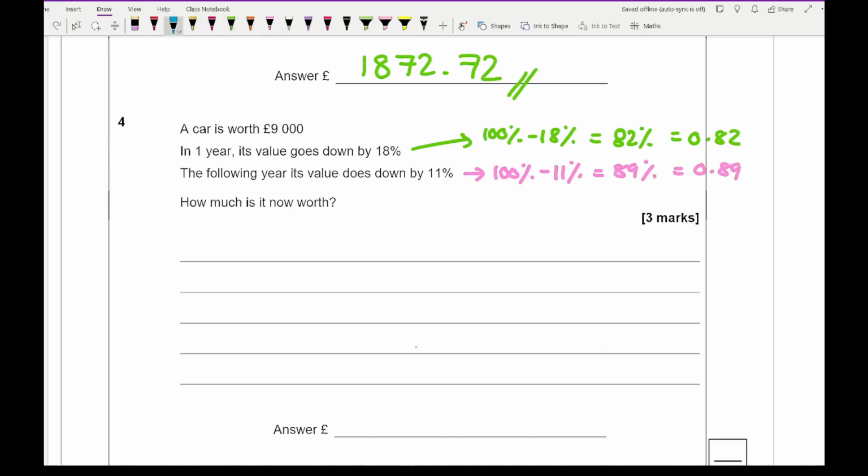So then, working out the answer to this question, I've got 9,000 multiplied by the first year decrease, which is 0.82, multiplied by the following year, which is 0.89, and if I type that all into my calculator, I get an answer of £6,568.20.